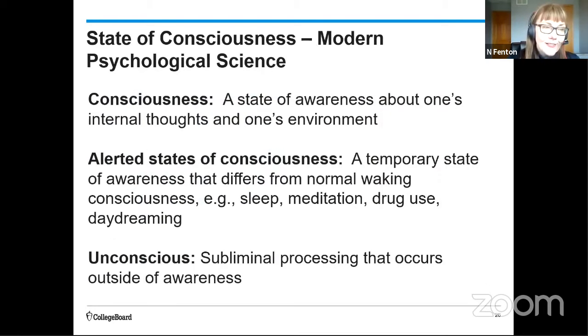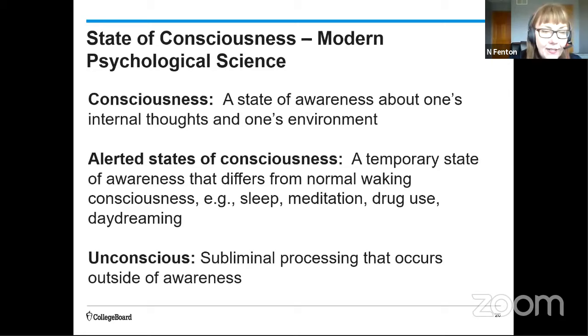Now, in modern psychological science, they don't talk about the unconscious in the way that Freud did. Unconscious would be subliminal processing that's occurring outside of awareness. It could be physiological processes that the mind controls that you don't have to think about. It's sometimes called the unconscious track, the part of your mind that's operating without awareness.